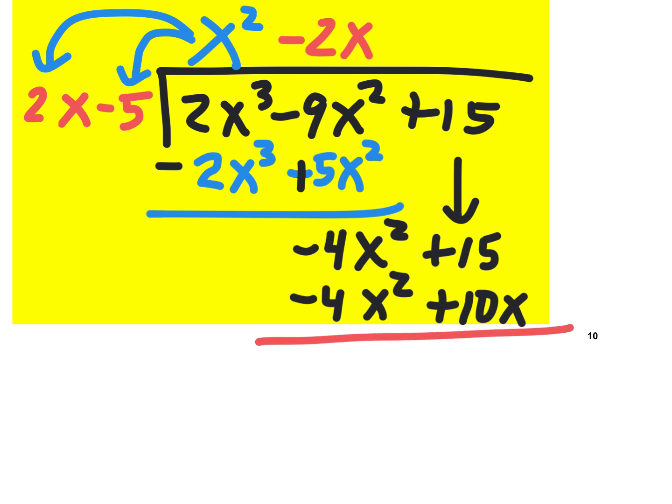Did you remember to do opposite, opposite? And now is the part where you have to be smart about this and go, oh, I guess I have a negative 10x and a plus 15, but I can't subtract them from each other because they're not like terms. So you just write it like that. Can you just keep going? Yes, you can.